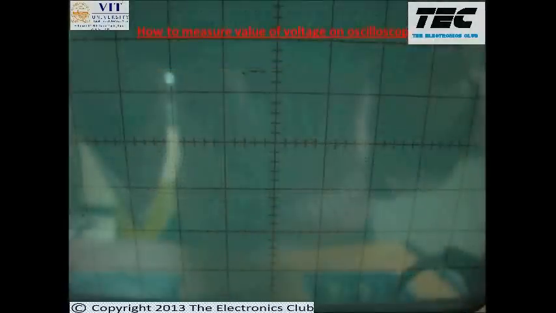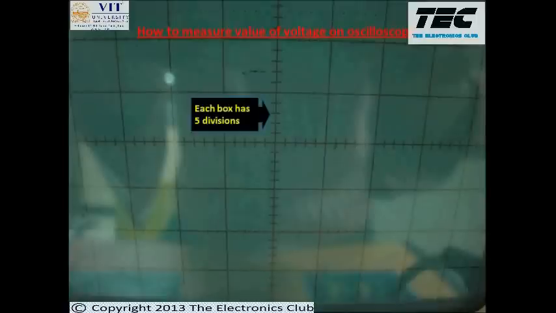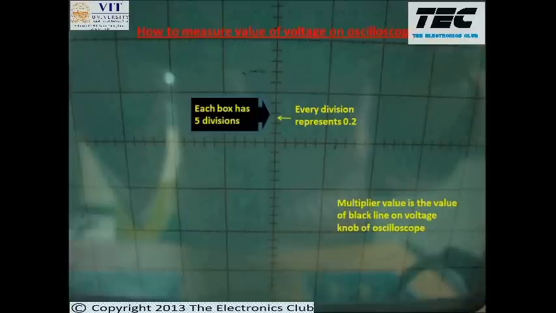How to measure the value of voltage on the oscilloscope? Every box has 5 divisions and each division represents a value of 0.2. Now our multiplier value is the value of the black line on the voltage knob of the oscilloscope. Hence, to calculate the value of voltage, count the number of divisions, multiply that with 0.2 multiplied with the multiplier value.